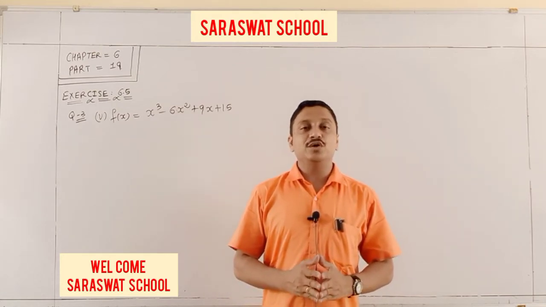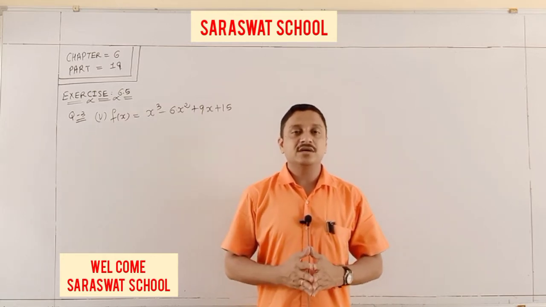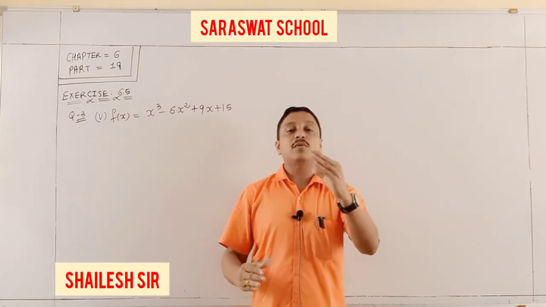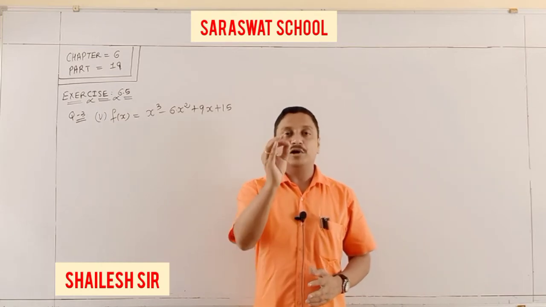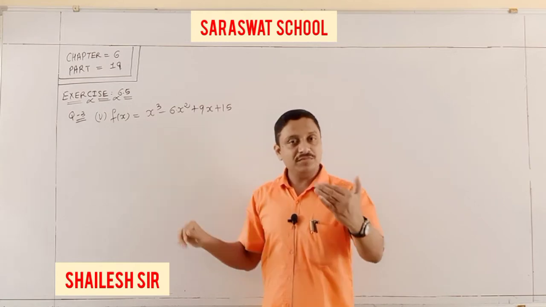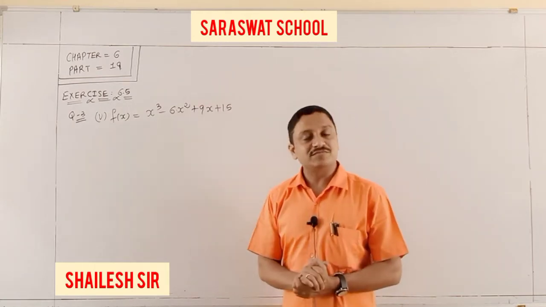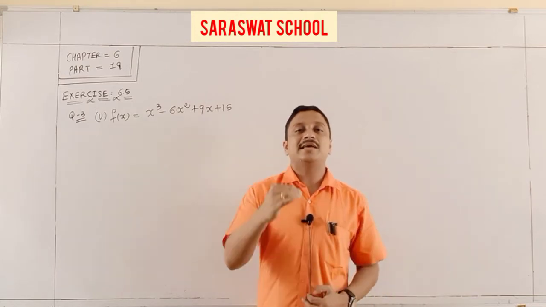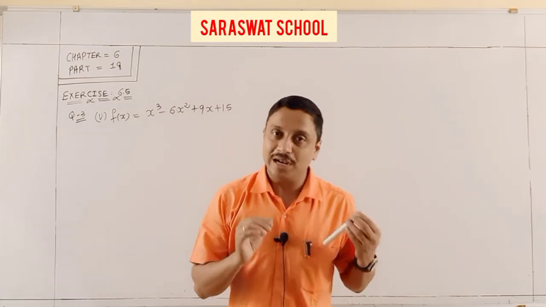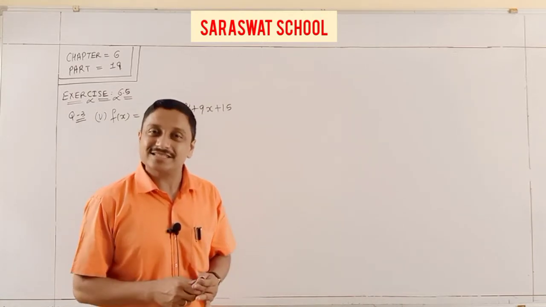Students, today we continue our exercise 6.5, the further numericals for maximum and minimum values of particular functions. So, question number 5: f(x) = x cube minus 6x square plus 9x plus 15. Find the maximum and minimum values. Very easy, students, you know there are 4 basic steps.